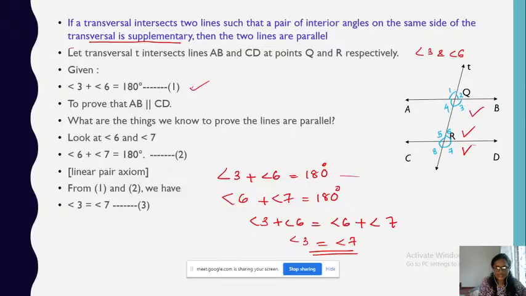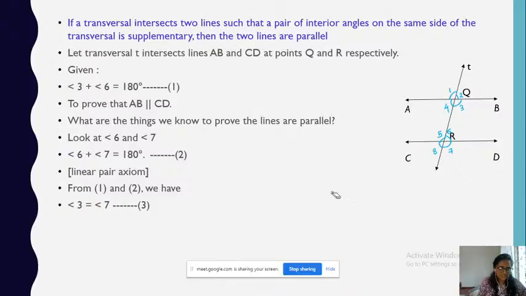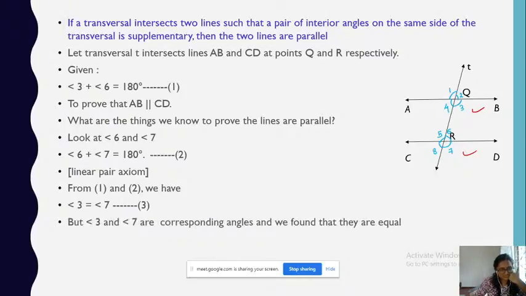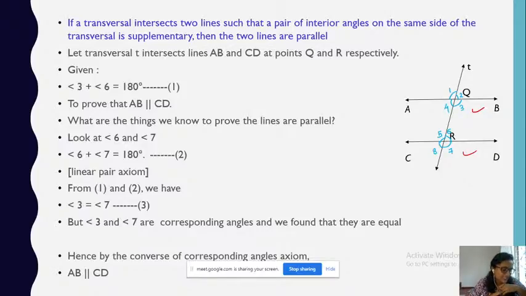Now look at angle 3 and angle 7. What kind of angles are they? Corresponding angles, ma'am. Yeah, they are corresponding angles. A pair of corresponding angles are equal. That's the conclusion we have got from here. Angle 3 and angle 7 are corresponding angles and they are equal. Now what can we say about the lines? Ma'am, if the corresponding angles are equal when a transversal intersects two lines, then the lines are parallel. Yeah, so by the converse of the corresponding angles axiom, we can say that the two lines AB and CD are parallel.